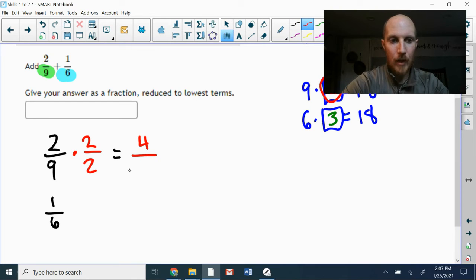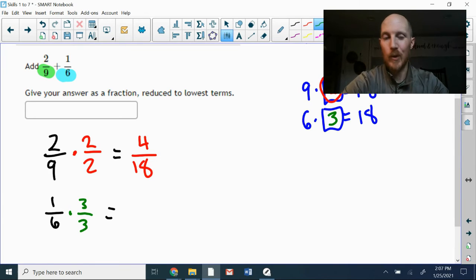And straight across the bottoms, 9 times 2 is 18. So that's going to be my new fraction, the new version of the first fraction. And now for the 1/6, I'm going to multiply the top and the bottom of that fraction by 3, so 3 over 3. And that again is a tricky one. So this will give me an equivalent fraction, but it will look different. So this is going to be 3 over 18.